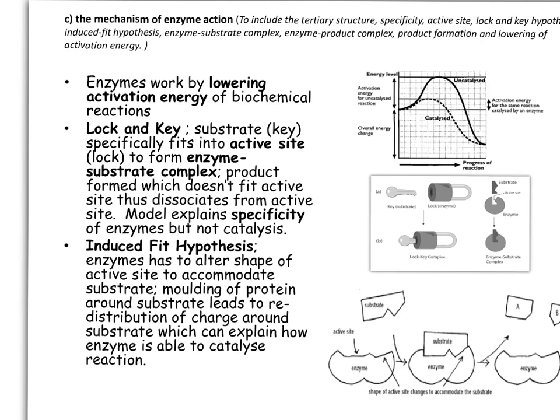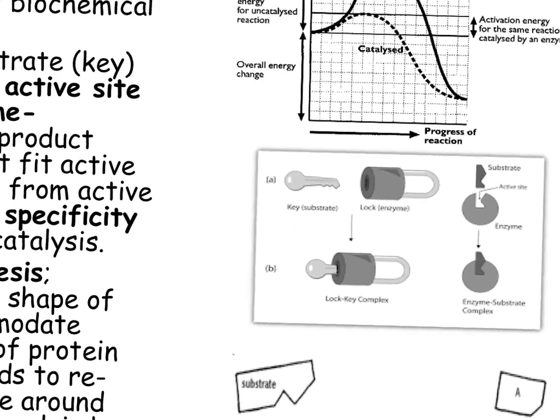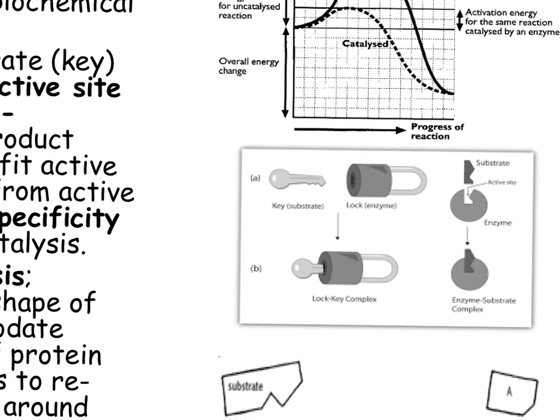Now, we have a hypothesis which tries to explain that idea of specificity, which is called the lock and key hypothesis, which very simply looks at the idea of a lock and a key. So we have a key here, which is analogous to the substrate, and we have the lock here, which is analogous to the enzyme, and the key can fit into that enzyme.